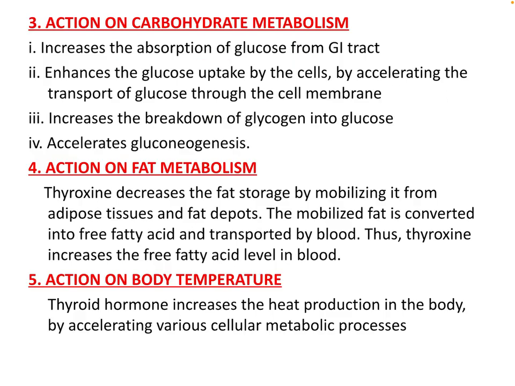Next is action on carbohydrate metabolism. Thyroxine stimulates almost all processes involved in the metabolism of carbohydrates. Thyroxine increases the absorption of glucose from the GIT. Thyroxine enhances the glucose uptake by the cells by accelerating the transport of glucose through the cell membrane. It also increases the breakdown of glycogen into glucose. And lastly, it accelerates gluconeogenesis.